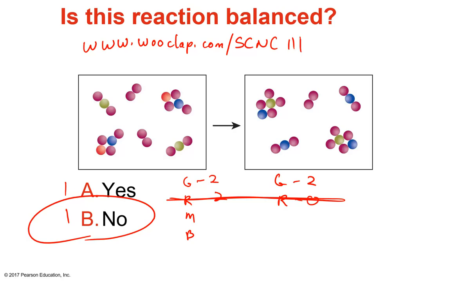If we go further, we'll see that the blues, we had 2 here, and we had 4 here. And I don't want to count the maroons, or magentas or whatever we want to call that color. I'm pretty sure there's more on this. So it's not balanced because we didn't have the same number of each type of atom on each side.